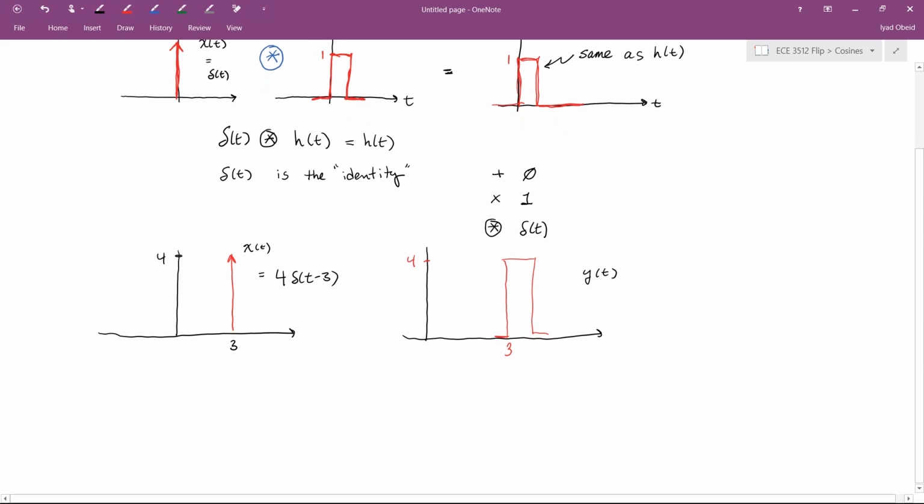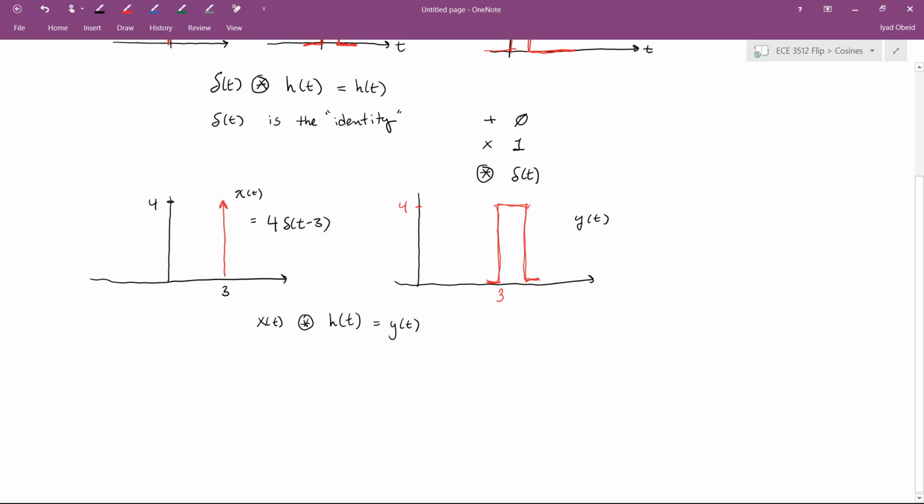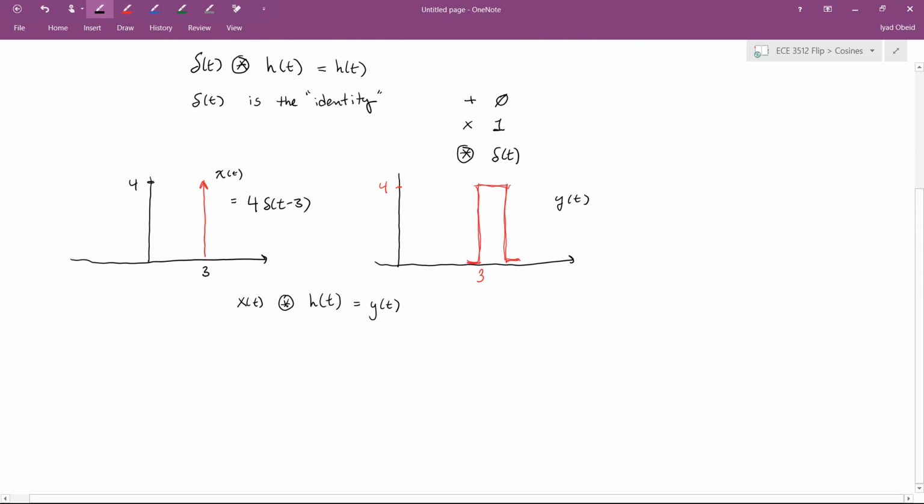And really what I've done here is I've convolved x of t with h of t and I got y of t. Now it might seem pretty trivial, but if we can master these basics, the more complicated stuff will feel a lot easier. Okay, let's try one more example.